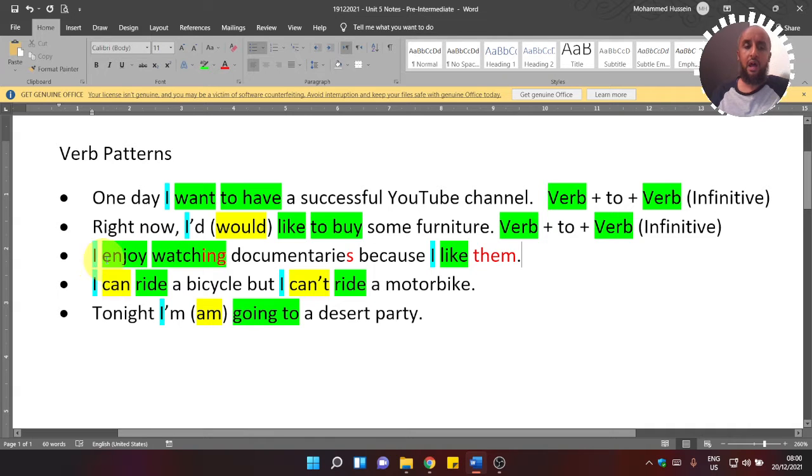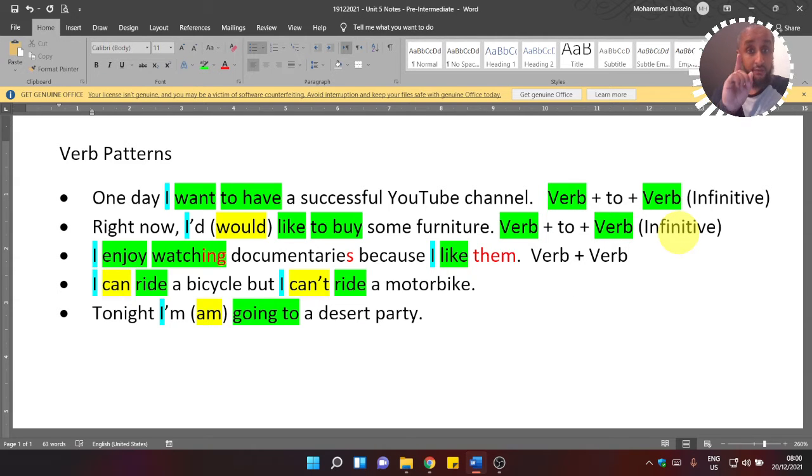Here we have, "I enjoy watching documentaries because I like them." Okay, so here we have the two main verbs next to each other, enjoy and watching. But this one is slightly different, right? It's not like the first two where we use to, and the second verb is infinitive. Here, the second verb is not infinitive. Here we have ing. Okay, so what do we write? Here we say verb plus verb, but the second verb, remember, must have ing.